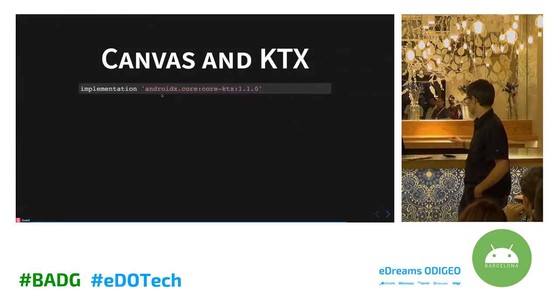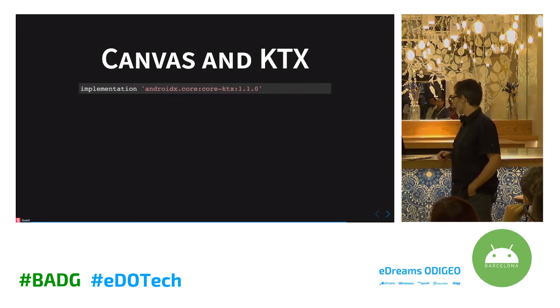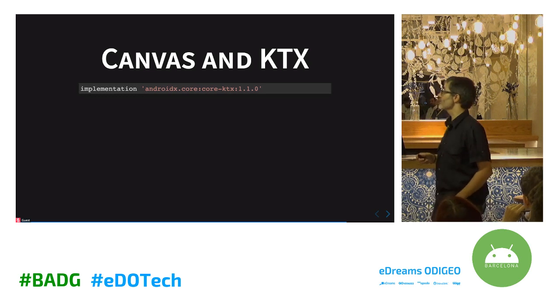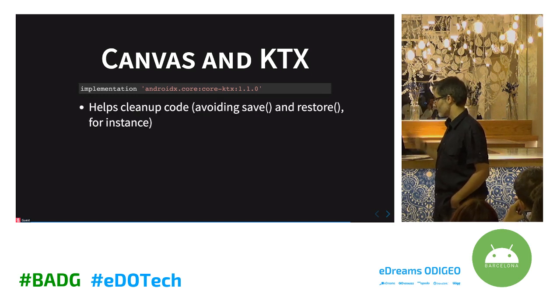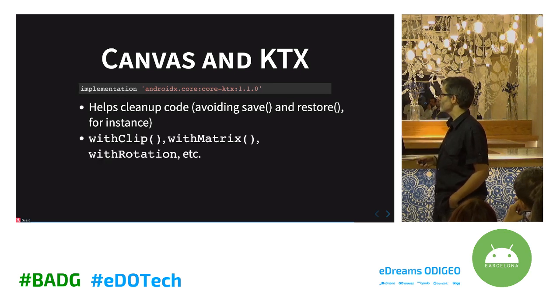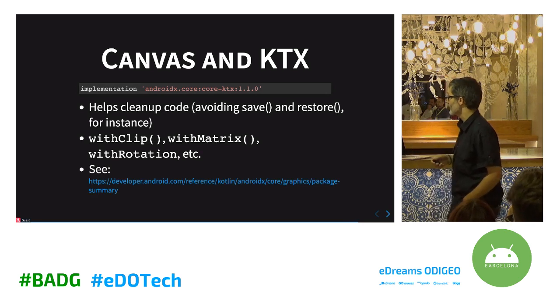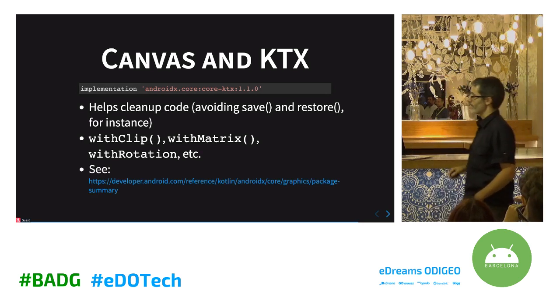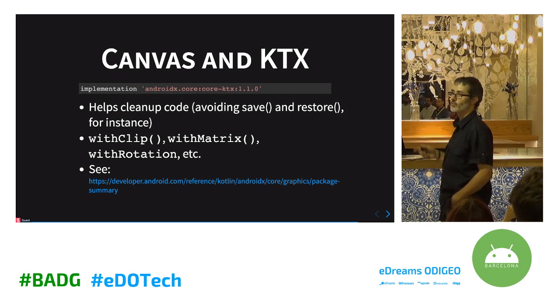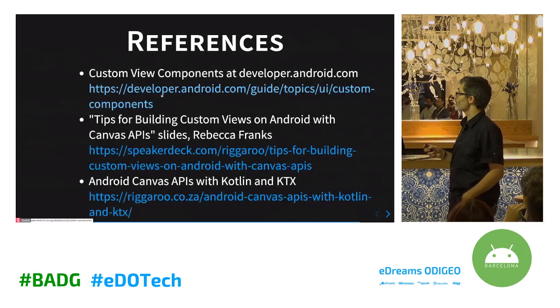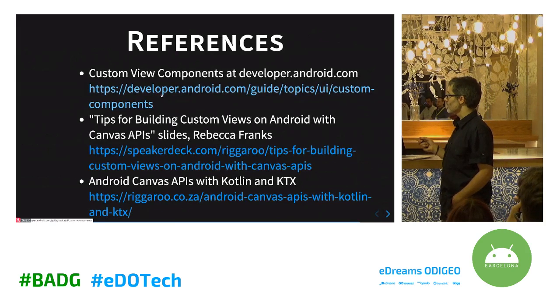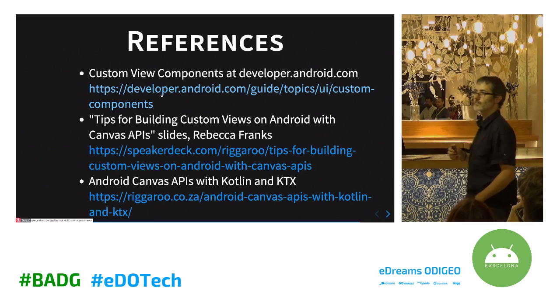Okay, well, remaining stuff. To use KTX, in this case, it's in the core KTX dependency. Well, it helps to clean up code, as we already seen. We have withClip, so we can set clipping with matrix, with rotation, etc. And basically, here is the reference of the different operations we can use. I will share the slides. And, well, that's it.